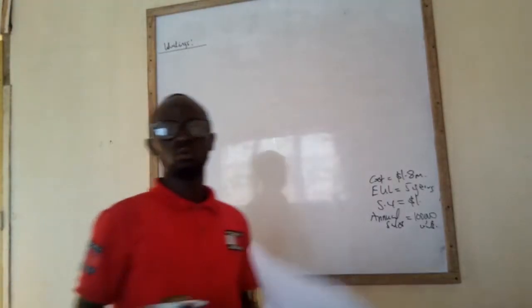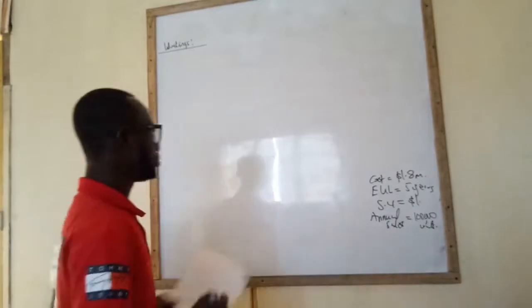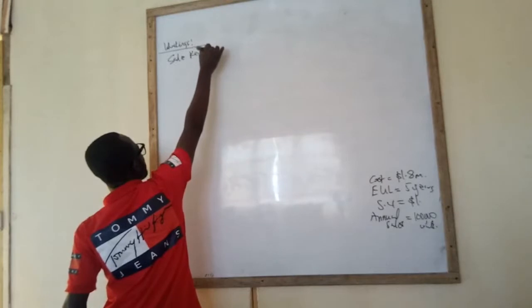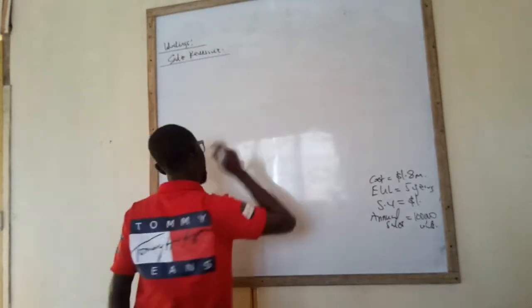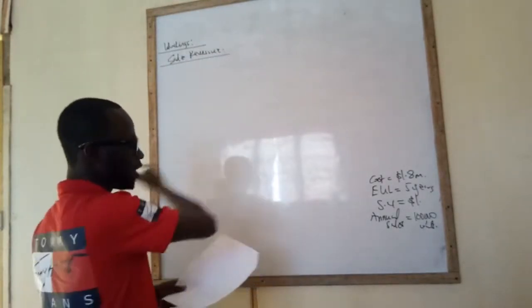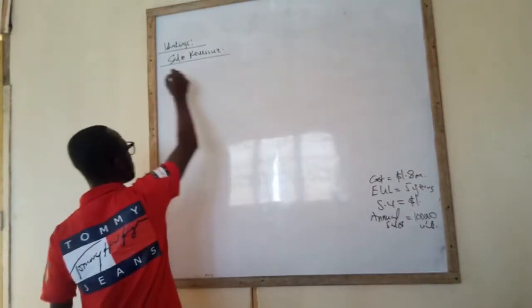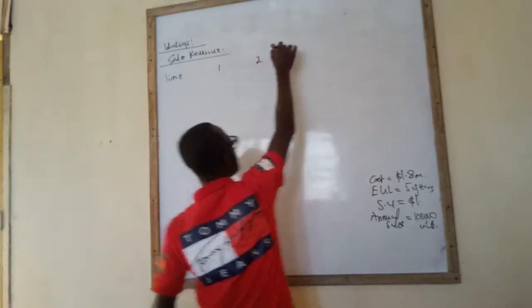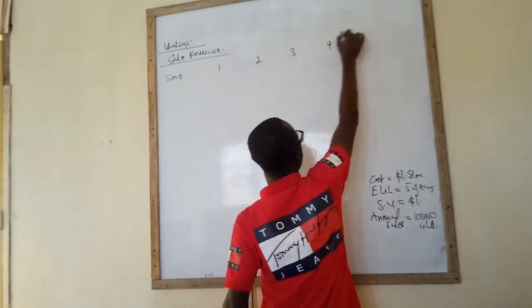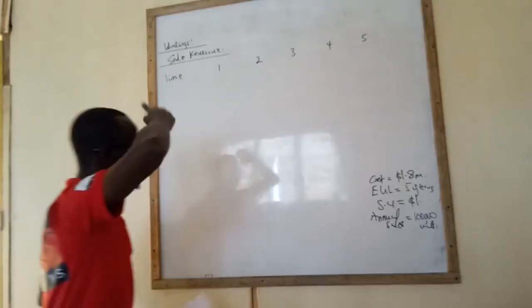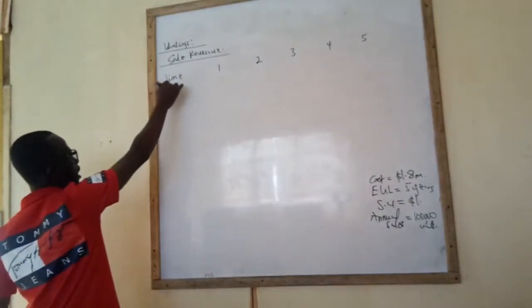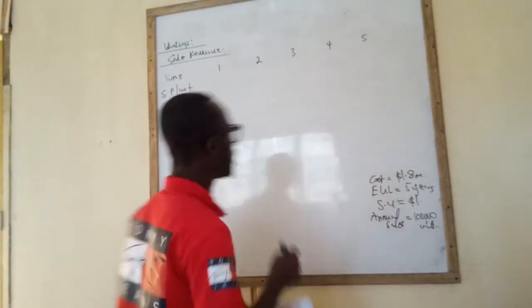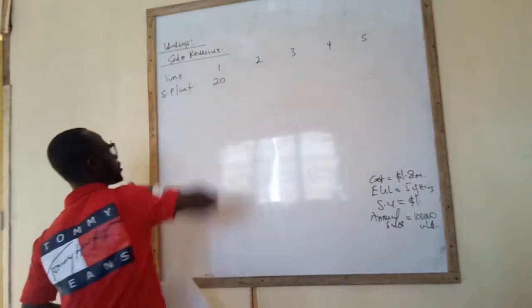The first working we want to consider, as I mentioned, is the sales. So the sales value, or if you want, sales revenue. The manner in which I want to do this is to put my period down, or my time. And that is 1, 2, 3, 4, and 5. Then I'm going to put here the selling price per unit. We are told that in the first year, the company will sell the product at $20 per unit.